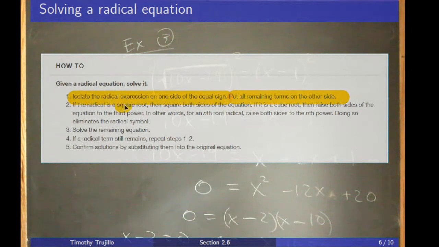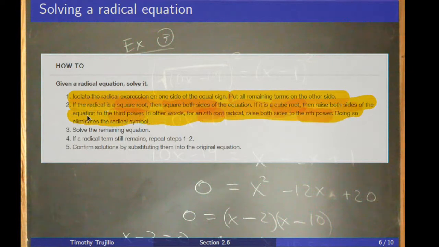If the radical is a square root, you just square both sides. If it's a cube root, then you take the power of 3 to both sides. And if it's an nth root, you just take a power of n on both sides. This is exactly what we were talking about before. You just raise both sides to the power of the reciprocal, right?